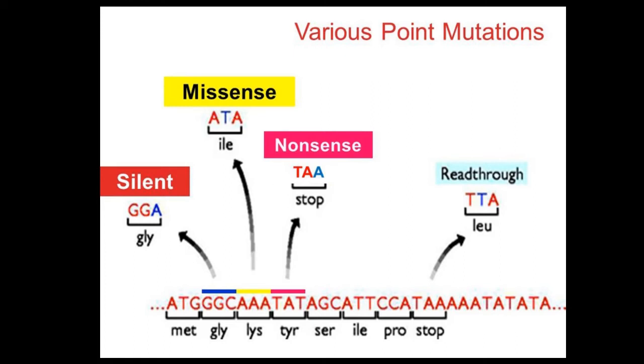In this video, I will discuss the 4 different point mutations that can occur in a DNA sequence and the effect they have at the protein level. These mutations are missense, nonsense, silent, and read-through.